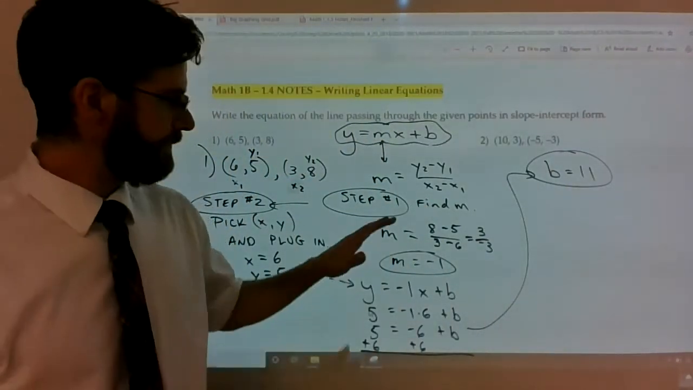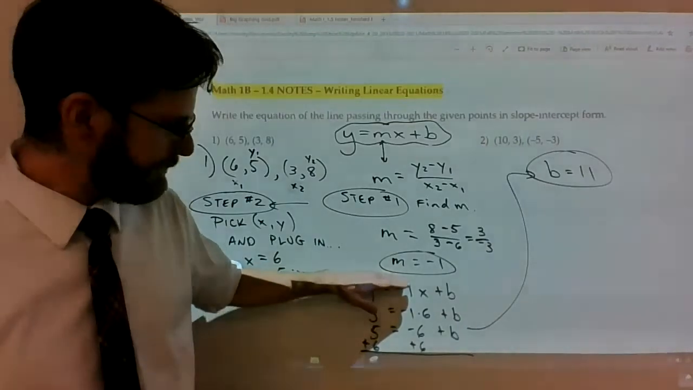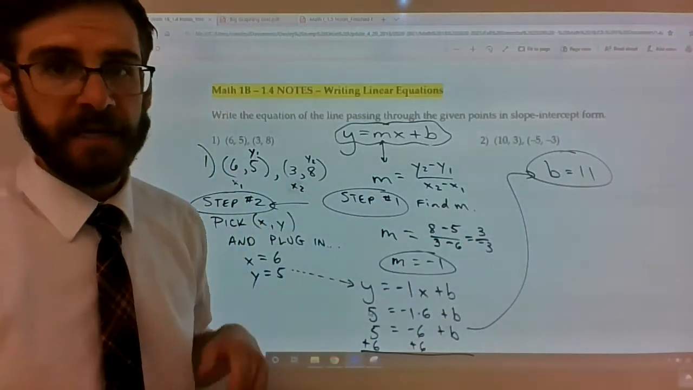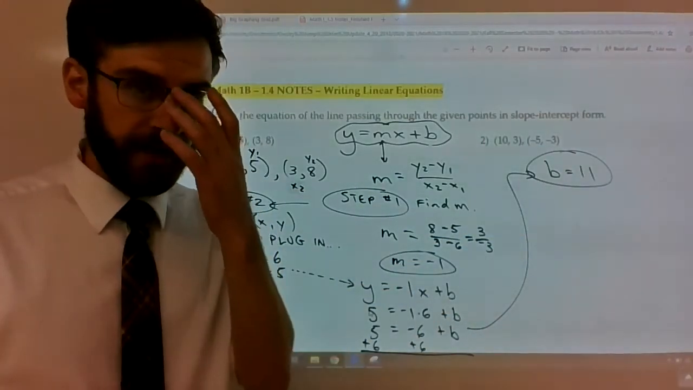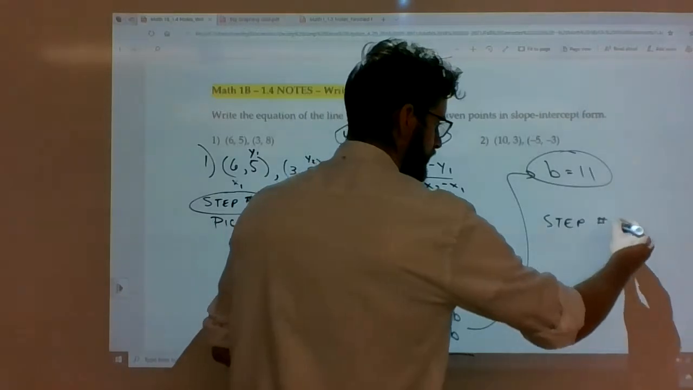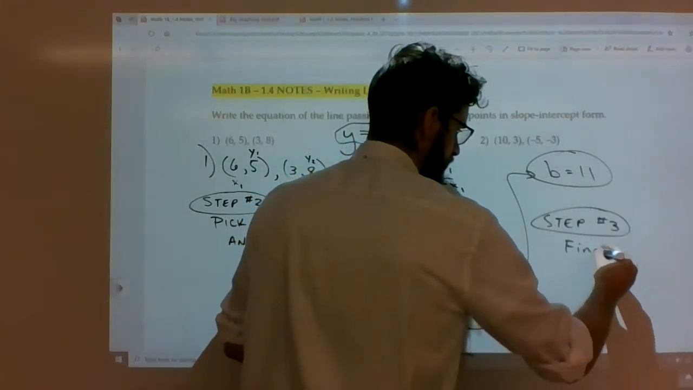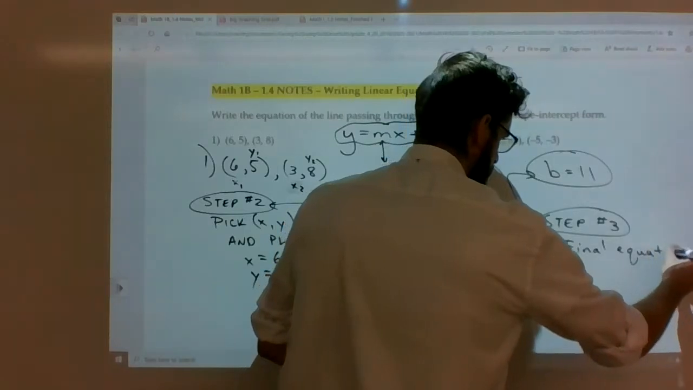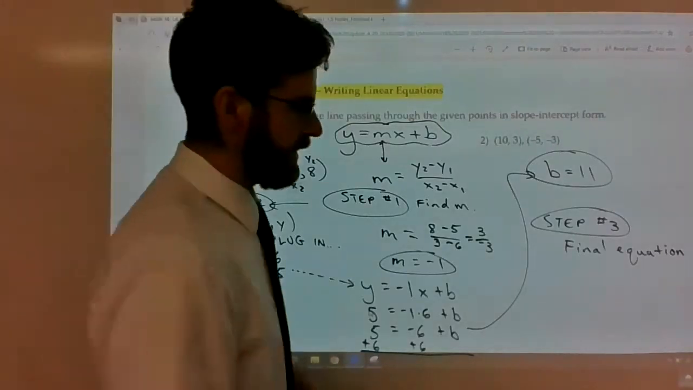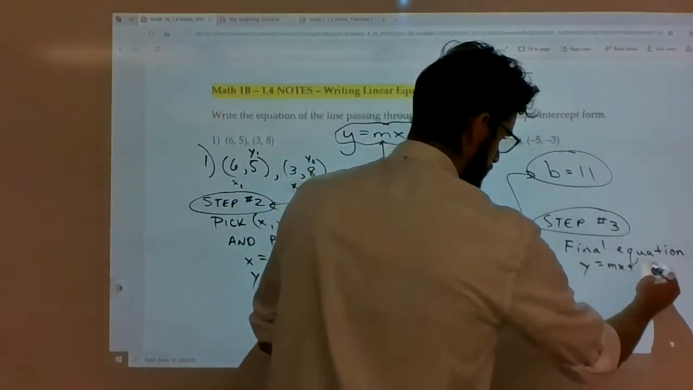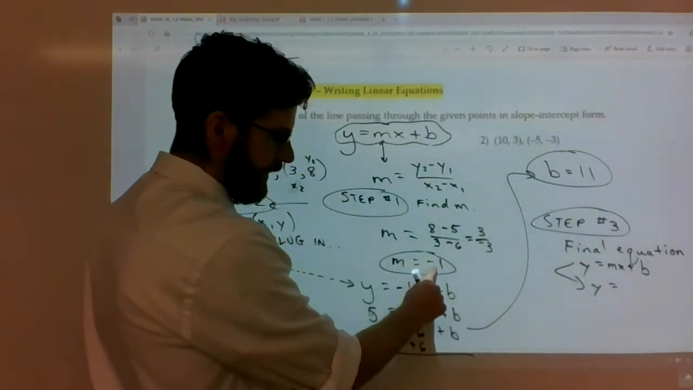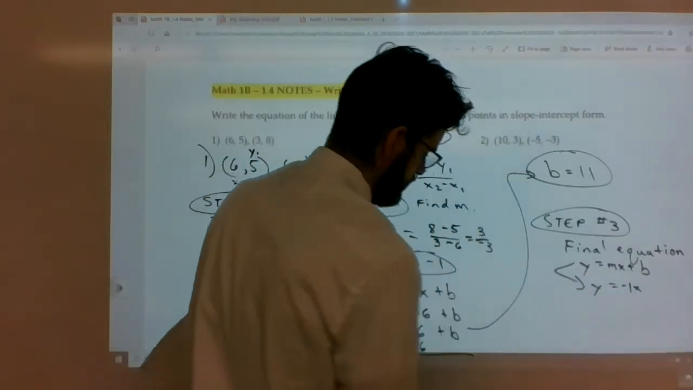All right, so step 1, m. Step 2, plug in for x and y, find your b value. And now step 3 is just bringing it all together and writing the finalized version of your equation. So the final equation, it was y equals mx plus b. Now, y equals negative 1x plus 11.